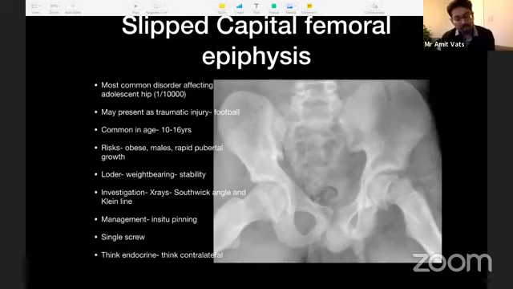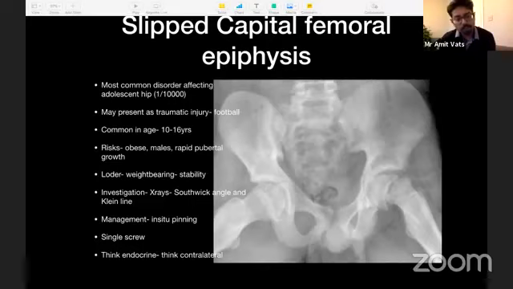There are various classifications. One of them is Loder, which is essentially assessing stability in terms of weight bearing. So if the child is able to weight bear, even with crutches, then it is likely to be a stable slip. But if they are not, then it is unstable. So be cautious. Investigations, again, X-rays. Different classifications and the diagnostic modalities have been discussed elsewhere.